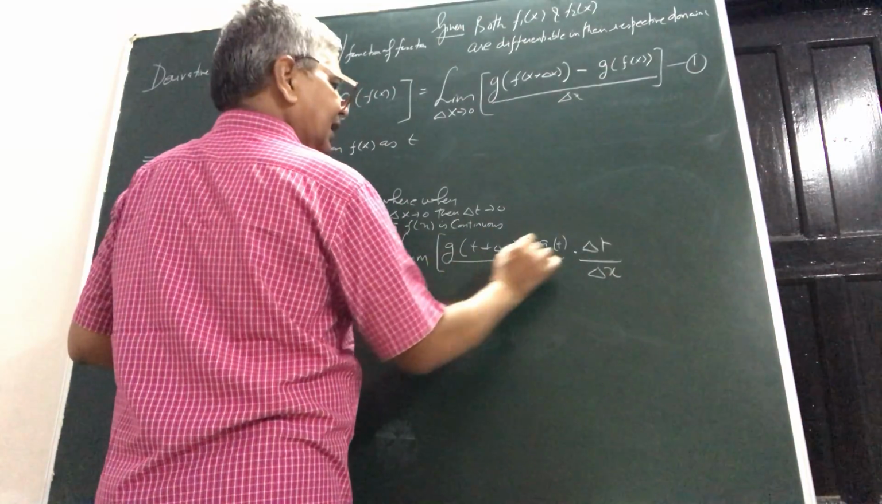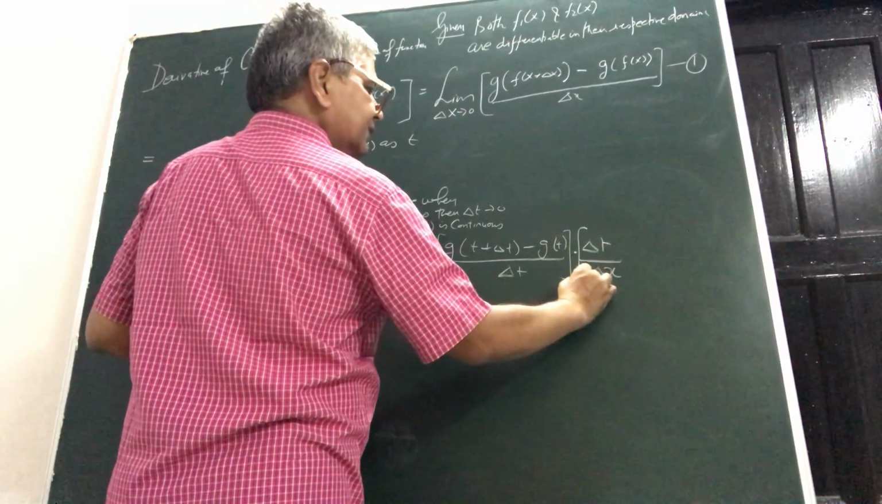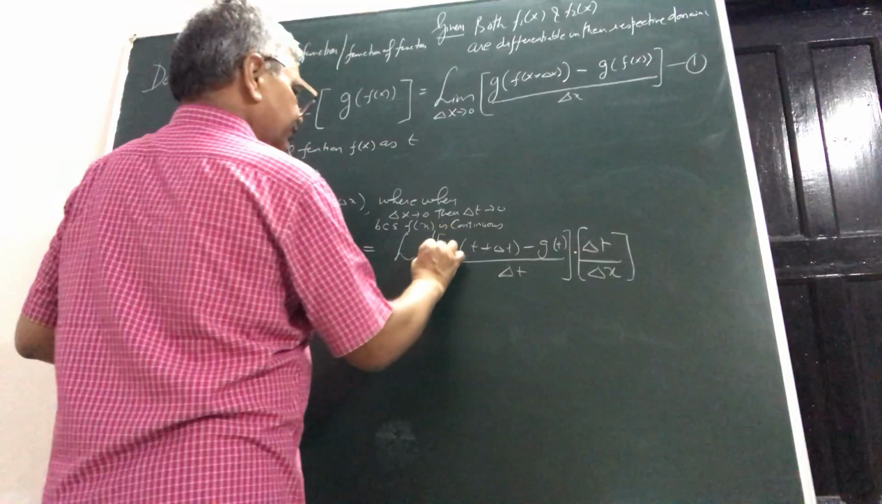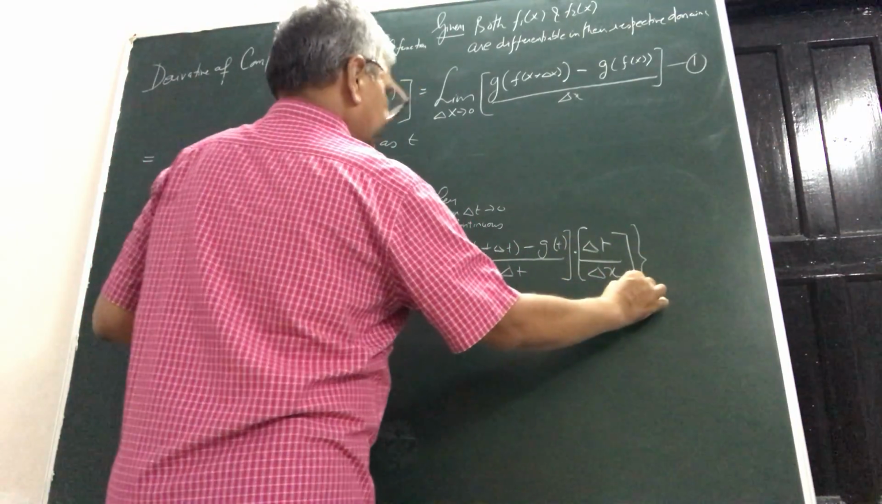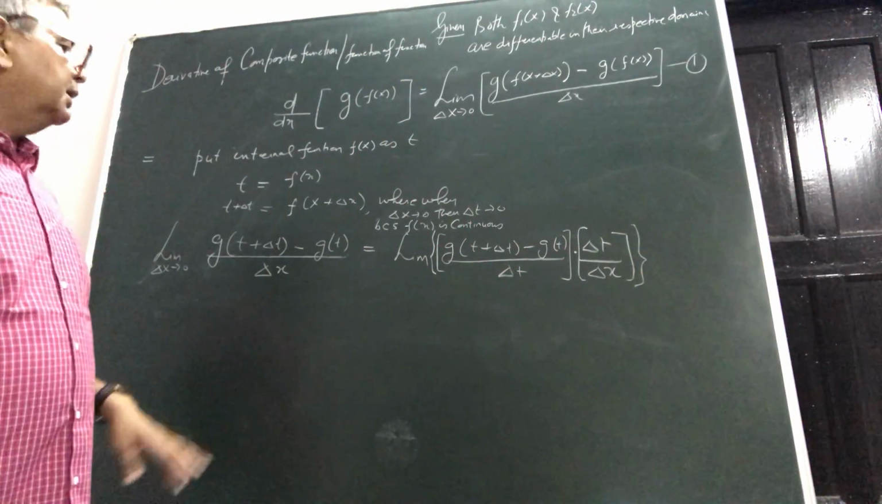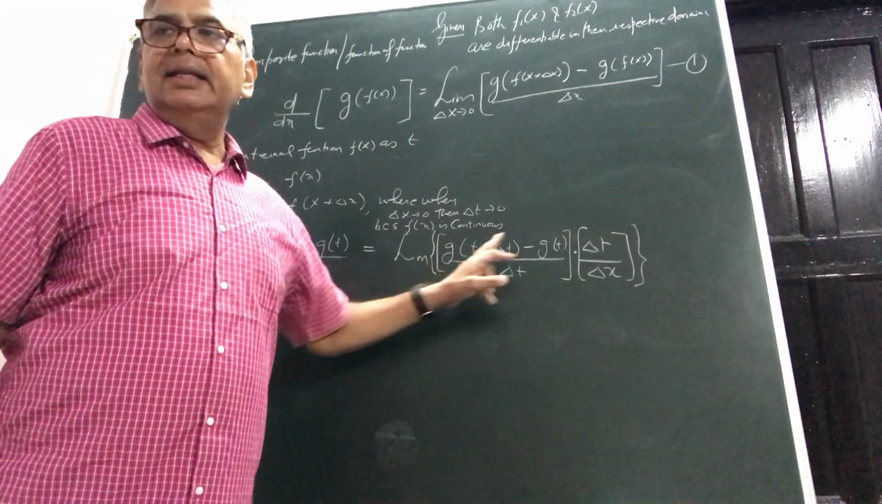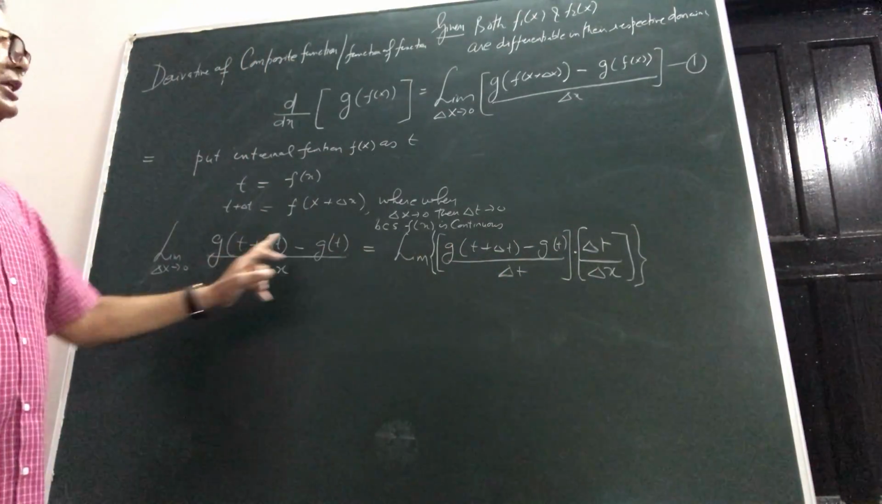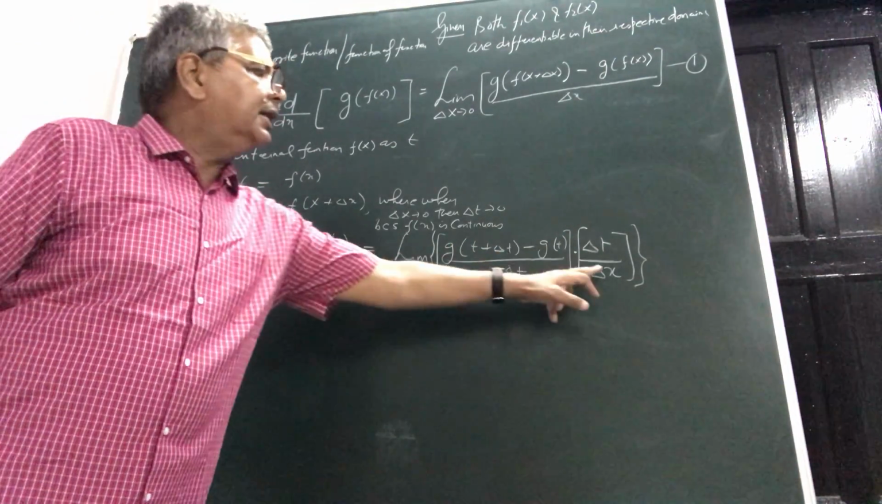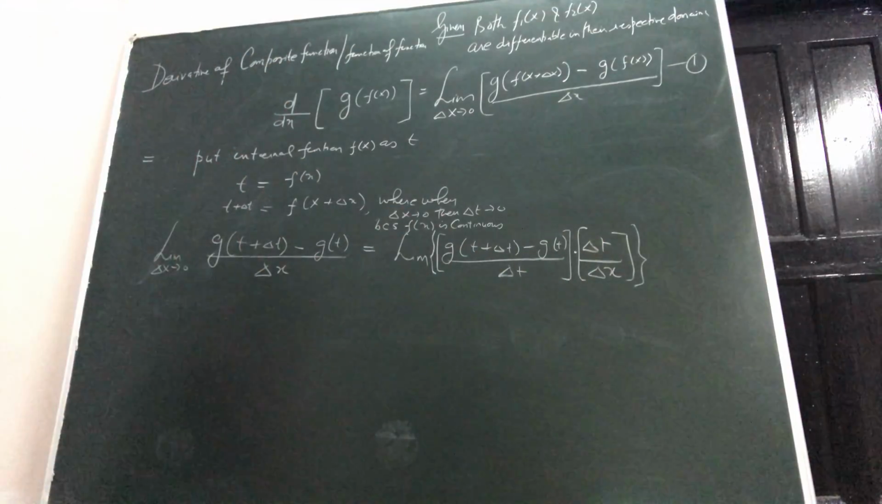Okay, and this thing I will write as the product of two things, and the limit of this whole will be equal to this thing. Please see, delta t will cancel. So effectively you are getting g(t + delta t) minus g(t) upon delta x. See, this delta t will cancel.